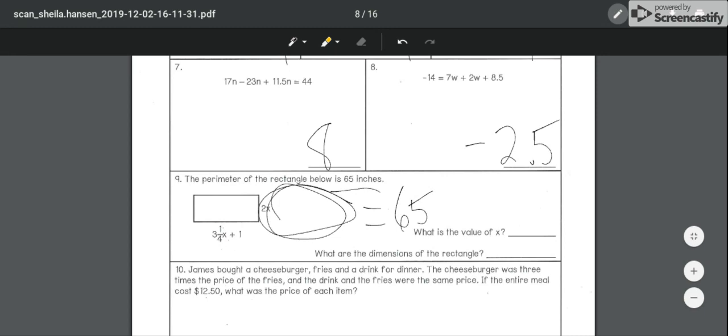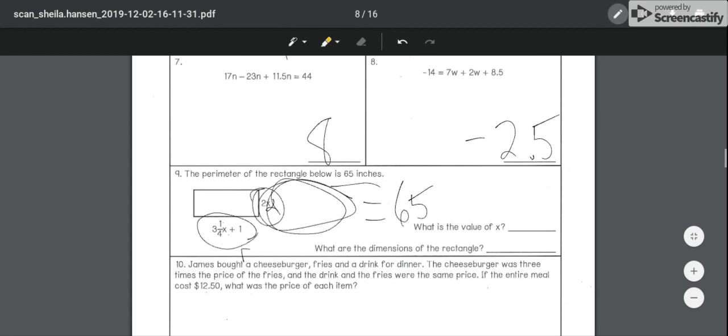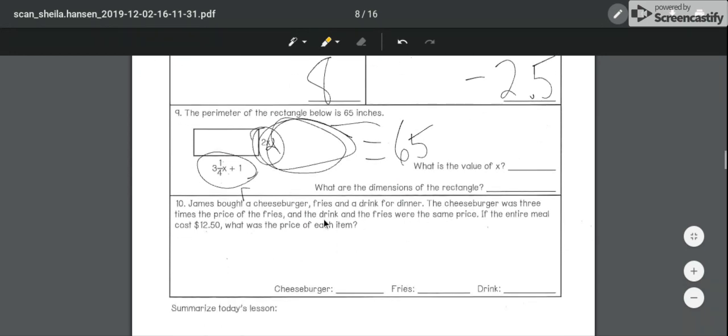And then once you get x, you find the 2 dimensions, because here's one of the dimensions and here's the other, but you need to plug your x back into here to get the exact amount. And you can leave that, you can do this if you want, otherwise we'll do it in class.